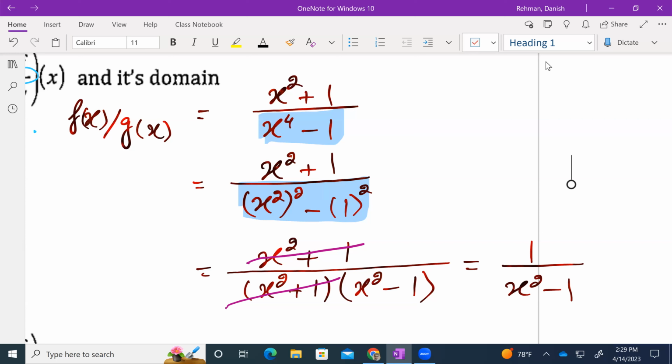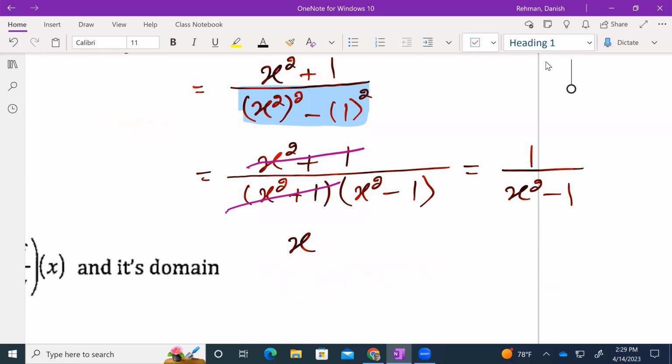And if we go for the domain of this function, the domain has a restriction. I cannot have x square equal to 1 because that will make the denominator a 0. This is a restriction that we were talking about. So in this case, x square should not be equal to 1. That's how the domain will be determined, because 1 over x squared minus 1 is the division.